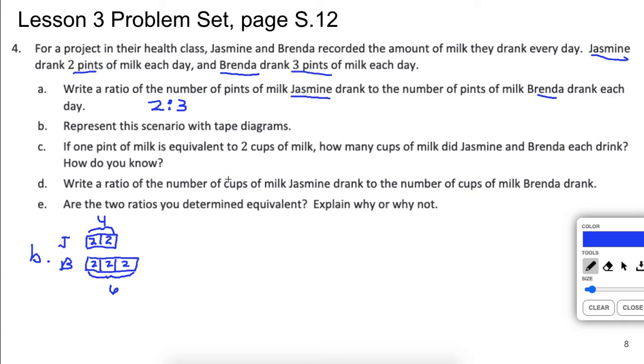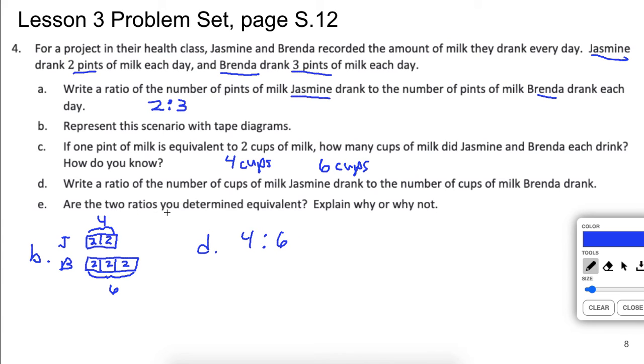So Jasmine drank 4 cups, and Brenda drank 6 cups. And our tape diagram justifies it. Right, the ratio of cups of Jasmine's milk to the number of cups Brenda drank. So that ratio, I'll write it down here, D would then just be 4 to 6.